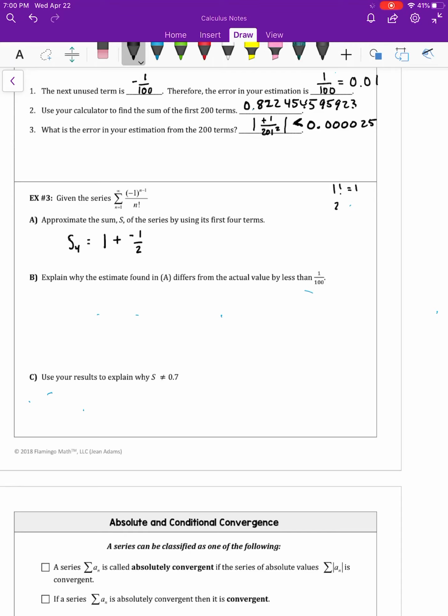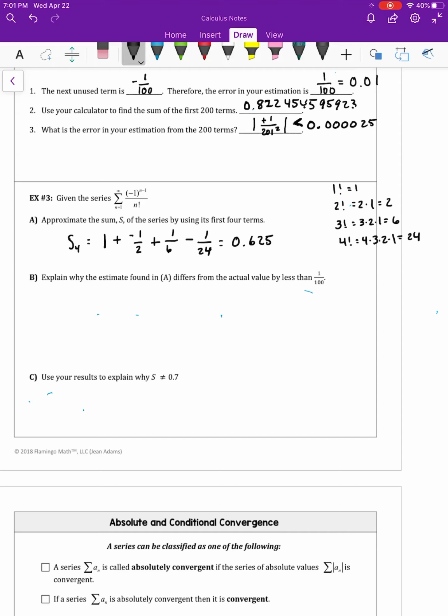Approximate the sum S of the series by using its first 4 terms. So this is going to be your S sub 4. When I put a 1 in, I'm going to get 1. When I put a 2 in, I'm going to get negative 1 over 2. Now remember, 1 factorial is 1. 2 factorial is 2 times 1, so that's 2. 3 factorial is 3 times 2 times 1, that's 6. 4 factorial is 4 times 3 times 2 times 1, so that's going to be 24. Okay, so we're going to be using all of those.